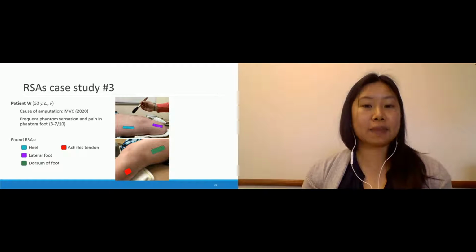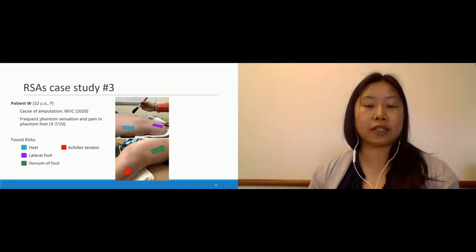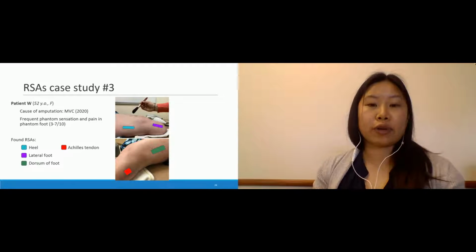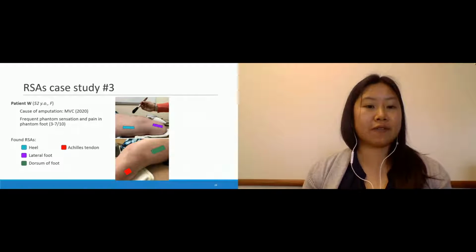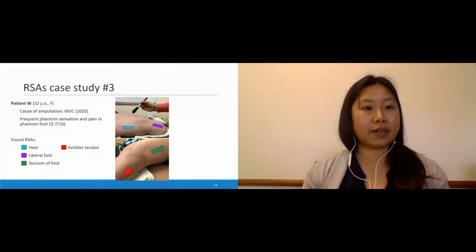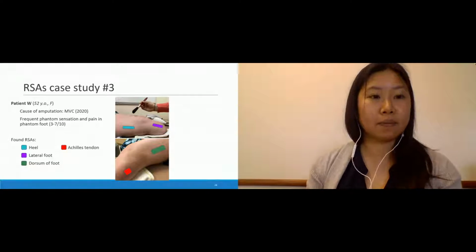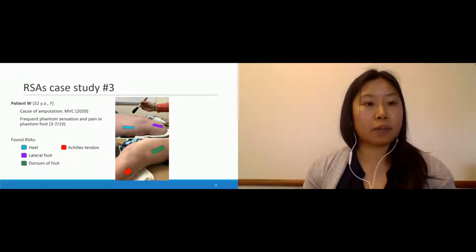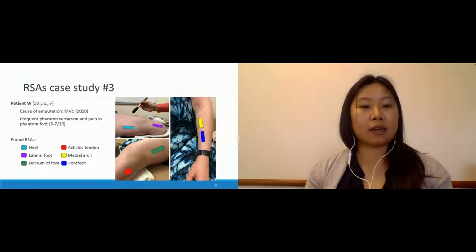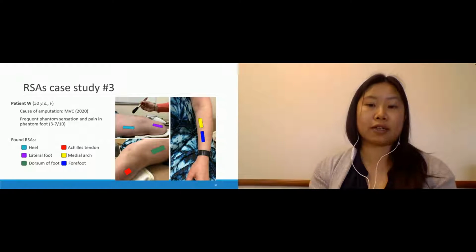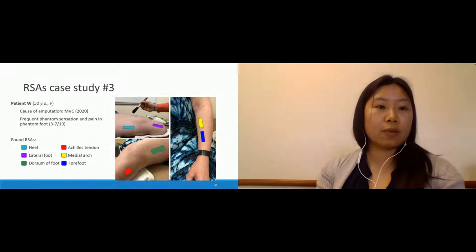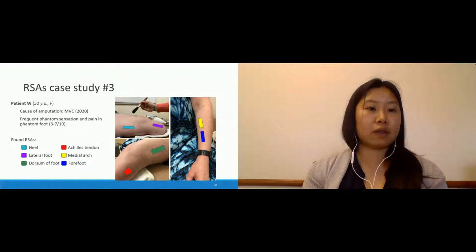On the medial aspect of her limb, and this correlates to the top image, we were able to elicit sensations of the heel and the lateral foot. On the lateral aspect of her lower limb, we found referred sensation areas that correlated with her dorsum foot as well as her Achilles tendon. And then moving up to her upper limb, we were able to find 2 referred sensation areas on her forearm as well, her medial arch and her forefoot.